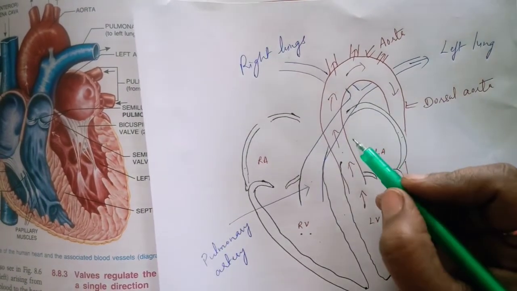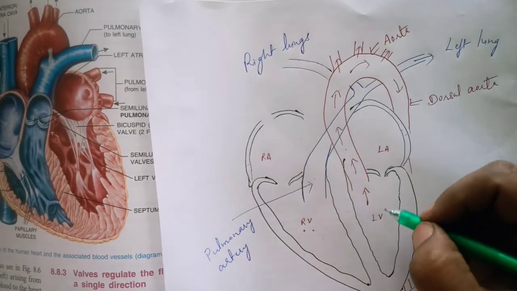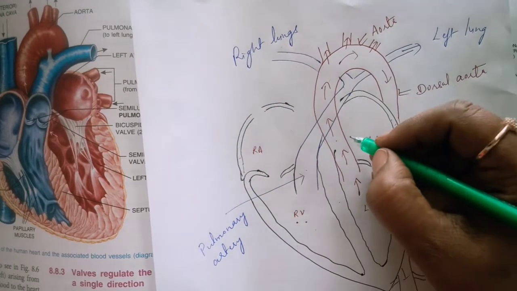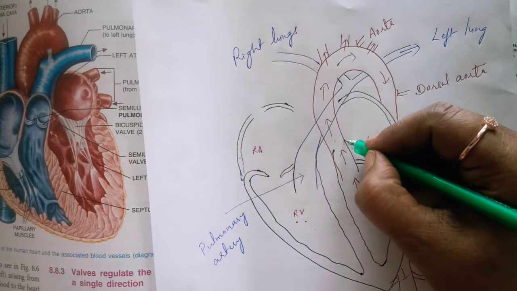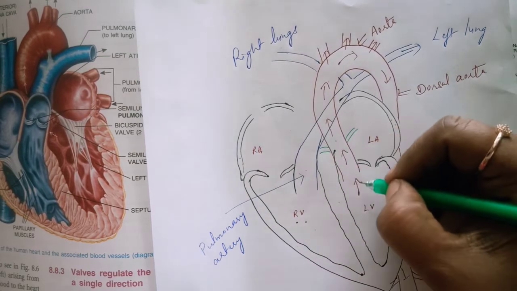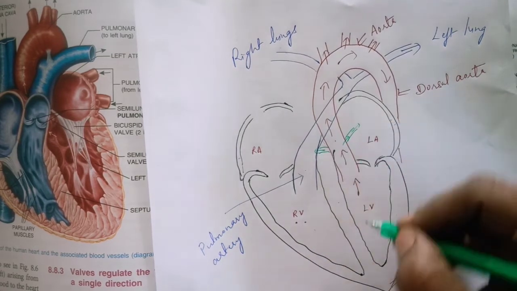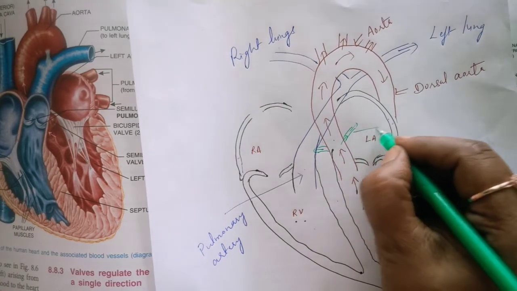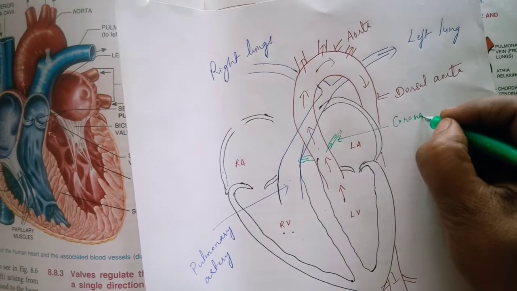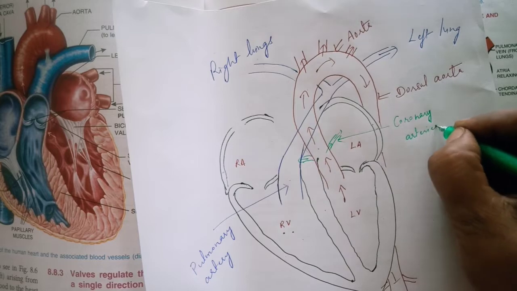Now another important set of blood vessels arises from the heart. As soon as the aorta emerges out from the left ventricle, a pair of blood vessels, which I am showing here in green color just to understand the difference, arise from the aorta. These pair of blood vessels are known as the coronary arteries. Okay, coronary arteries, very important blood vessels.